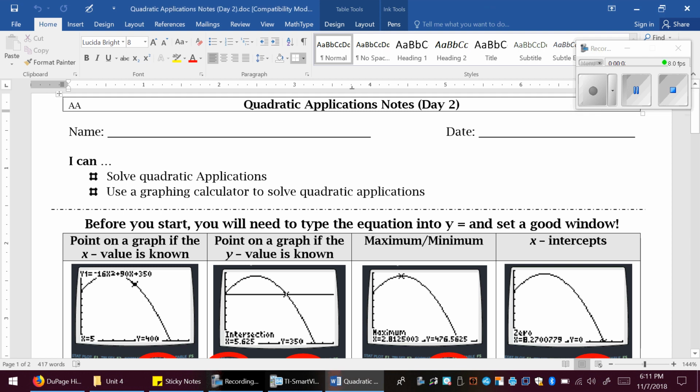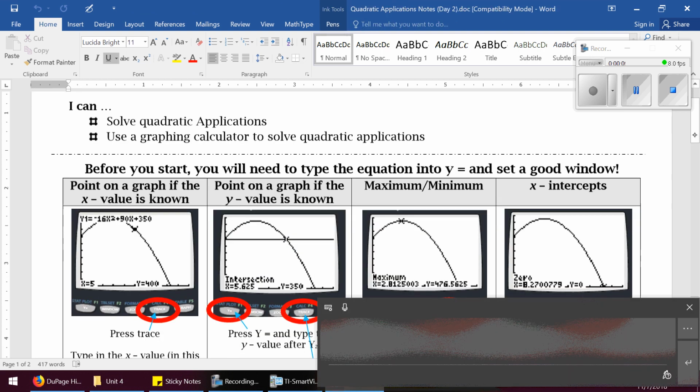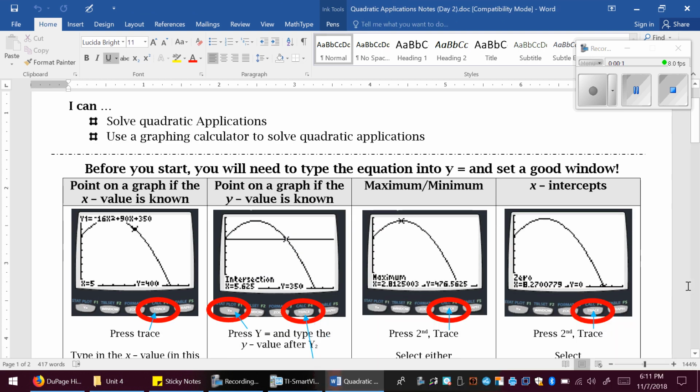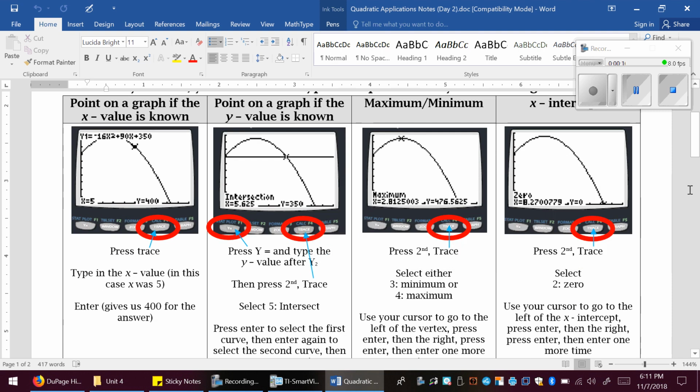These are your quadratic application notes for day 2. Yesterday we worked on quadratic applications and we focused on finding a couple of key points on each parabola. The first is if you know an x value, how to find a y. If you know a y value, how to find an x. We also looked at maximums and minimums as well as x-intercepts.